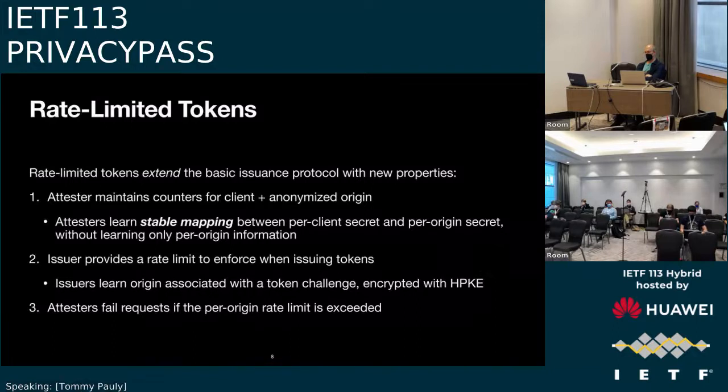The issuer is responsible for providing what the rate limit is and telling the attester during the issuance protocol, by the way, for the thing that this client is accessing, they should only be allowed to access it either, let's say, 3 times per hour or 5 times per month. It could be a fairly wide range of rate limits. And the attester is the one responsible for failing the request if that rate limit is exceeded. Next slide.